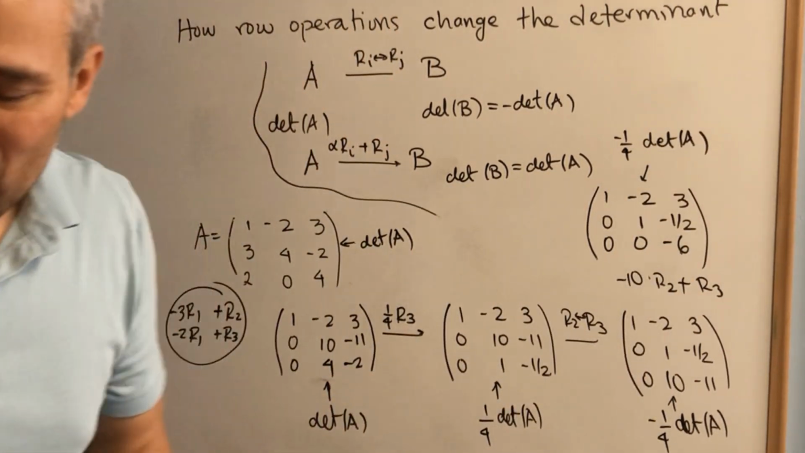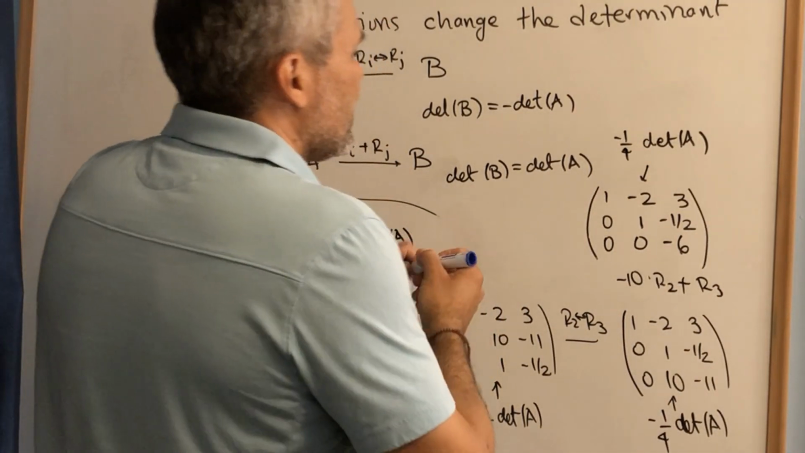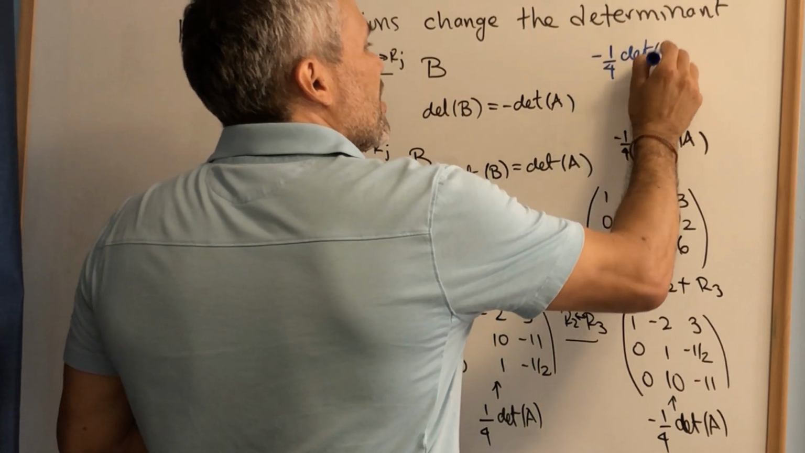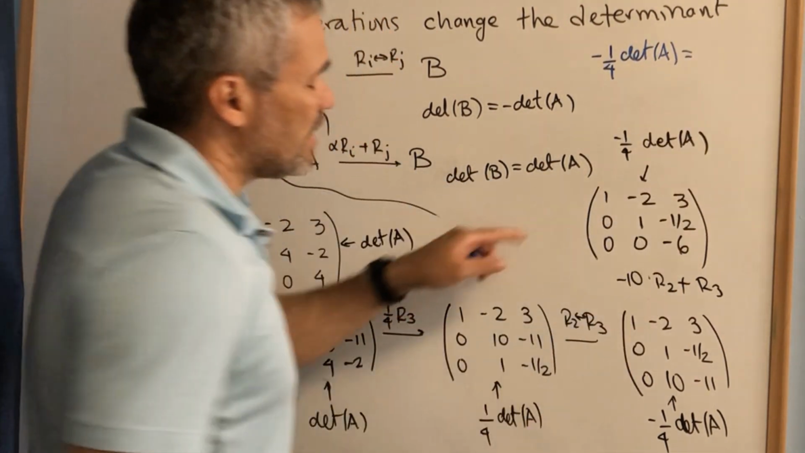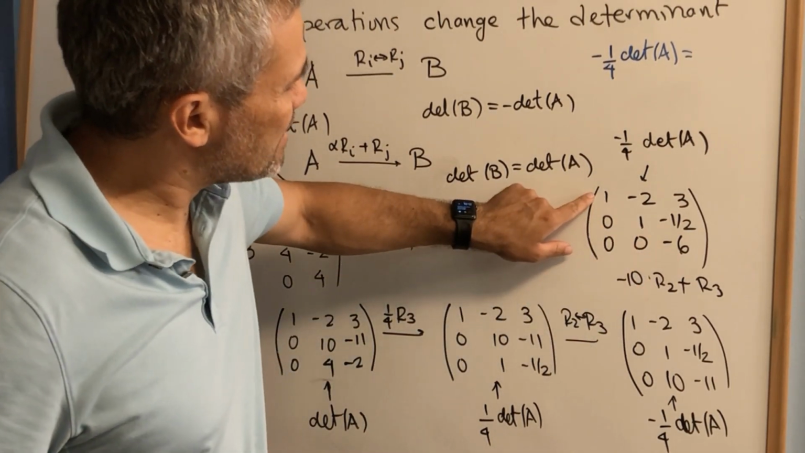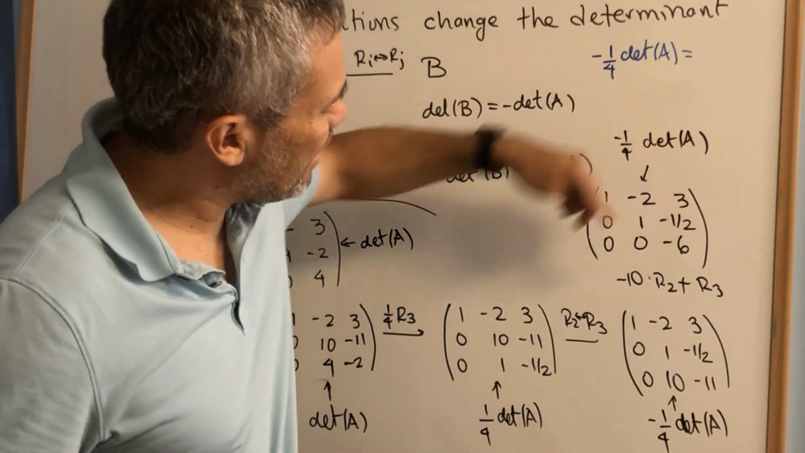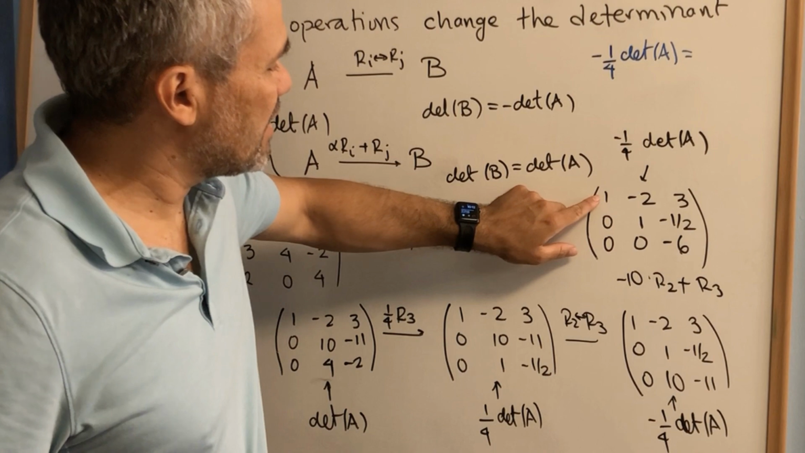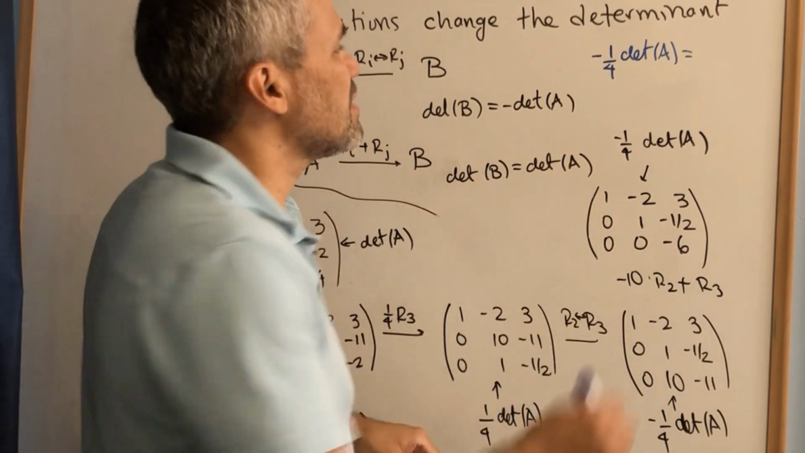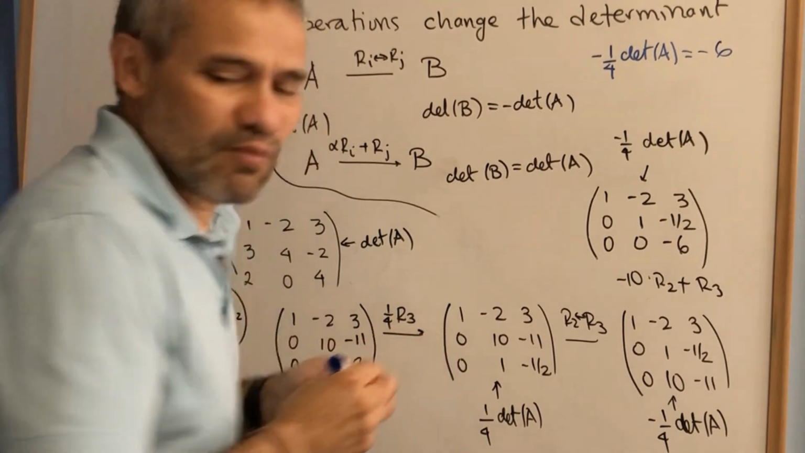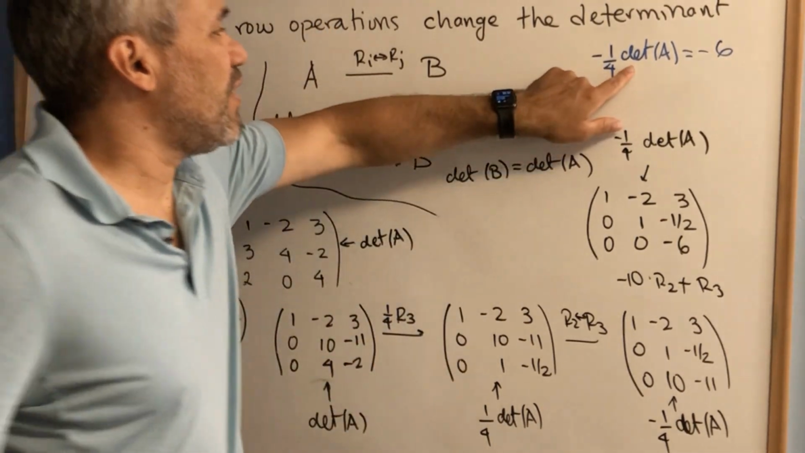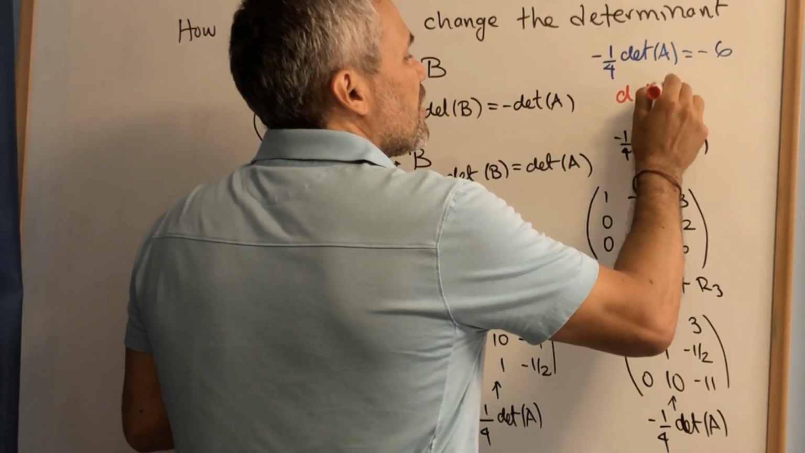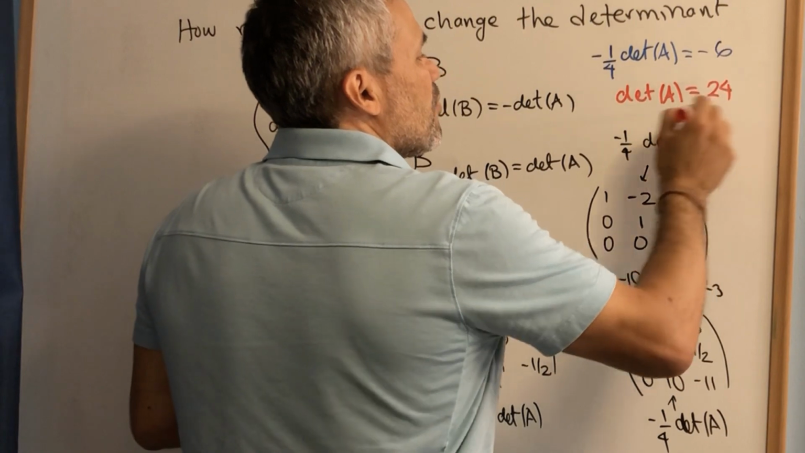But then, what do we have at the end? Let me just finish here. We have negative 1/4 the determinant of A. We are looking for the determinant of A, which is equal to the determinant of this matrix. But this matrix is upper triangular. Since this matrix is upper triangular, we can easily compute its determinant. That determinant is 1 times 1 times negative 6, so it's negative 6. And then we can solve for the determinant of A. We just multiply by negative 4, and we get that the determinant of A is positive 24.